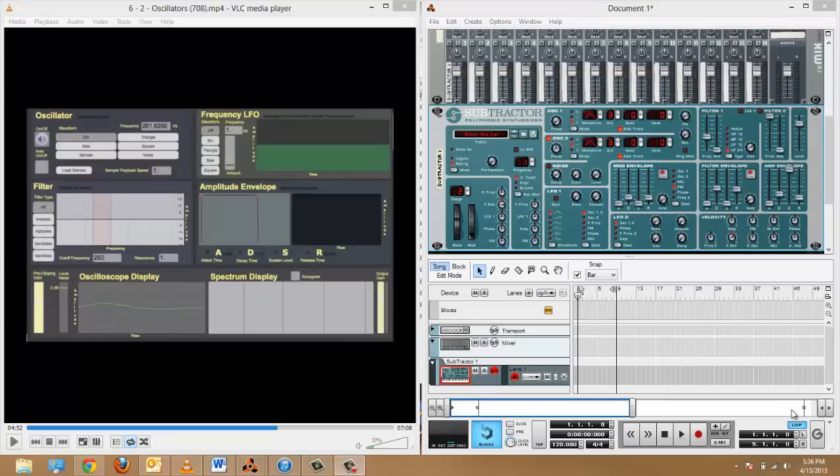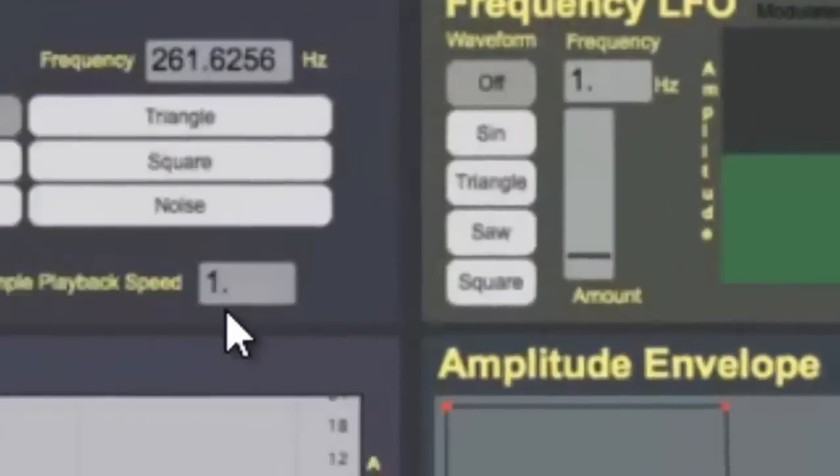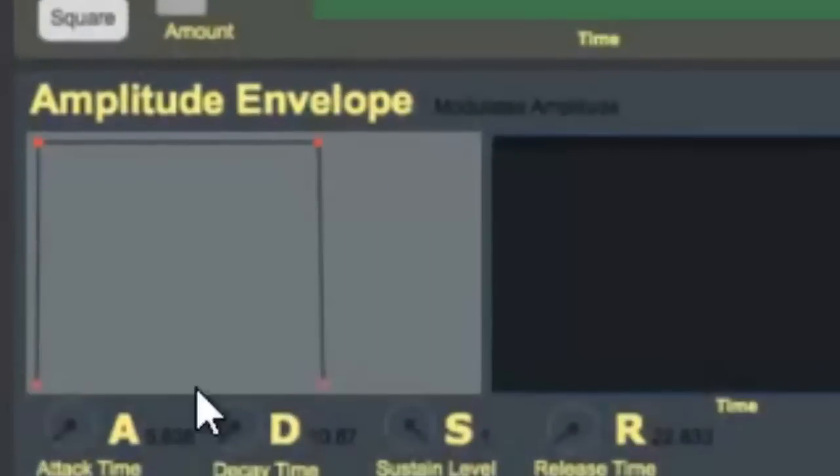Welcome to the final assignment, week 6. I'm going to be talking about the similarities and differences between the Simple Synth and Reason's Subtractor synthesizer. And I'll start out by saying they both have three major sections, four I guess. There's the oscillator, low frequency oscillator, the filter, and the amplitude envelope.